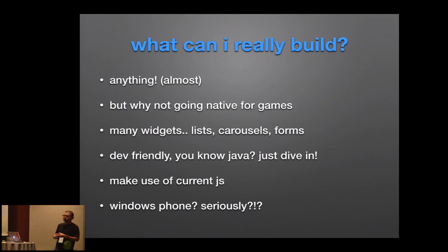It has its own lists, pull to refresh, carousels, forms. It's pretty developer friendly. If you know Java, GWT, you can just instantly become a mobile developer. And the nice thing is you can instantly become an iOS developer, which is something nice for a Java guy. You can make use of your current JavaScript. Windows Phone, well, there's nothing much to do or talk about.